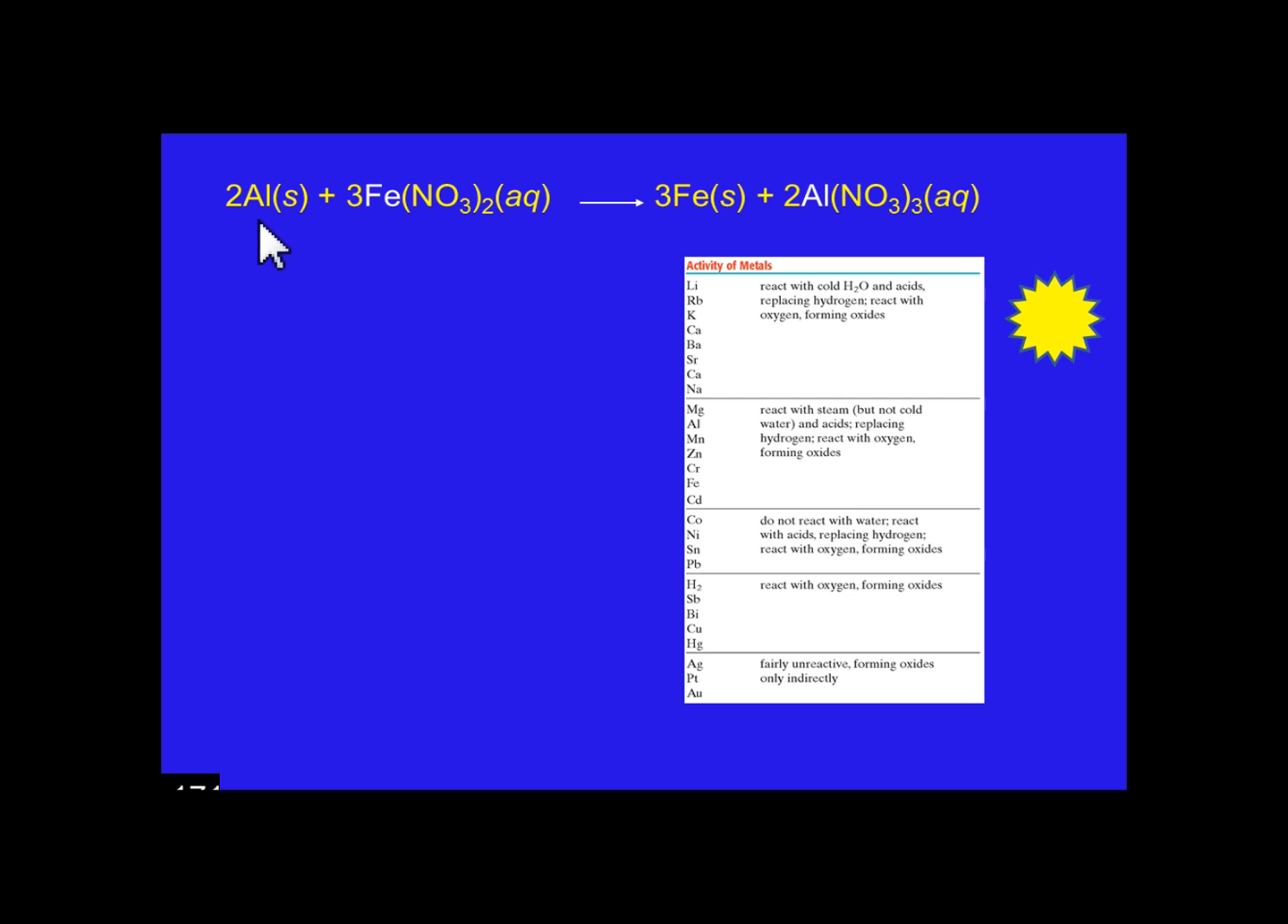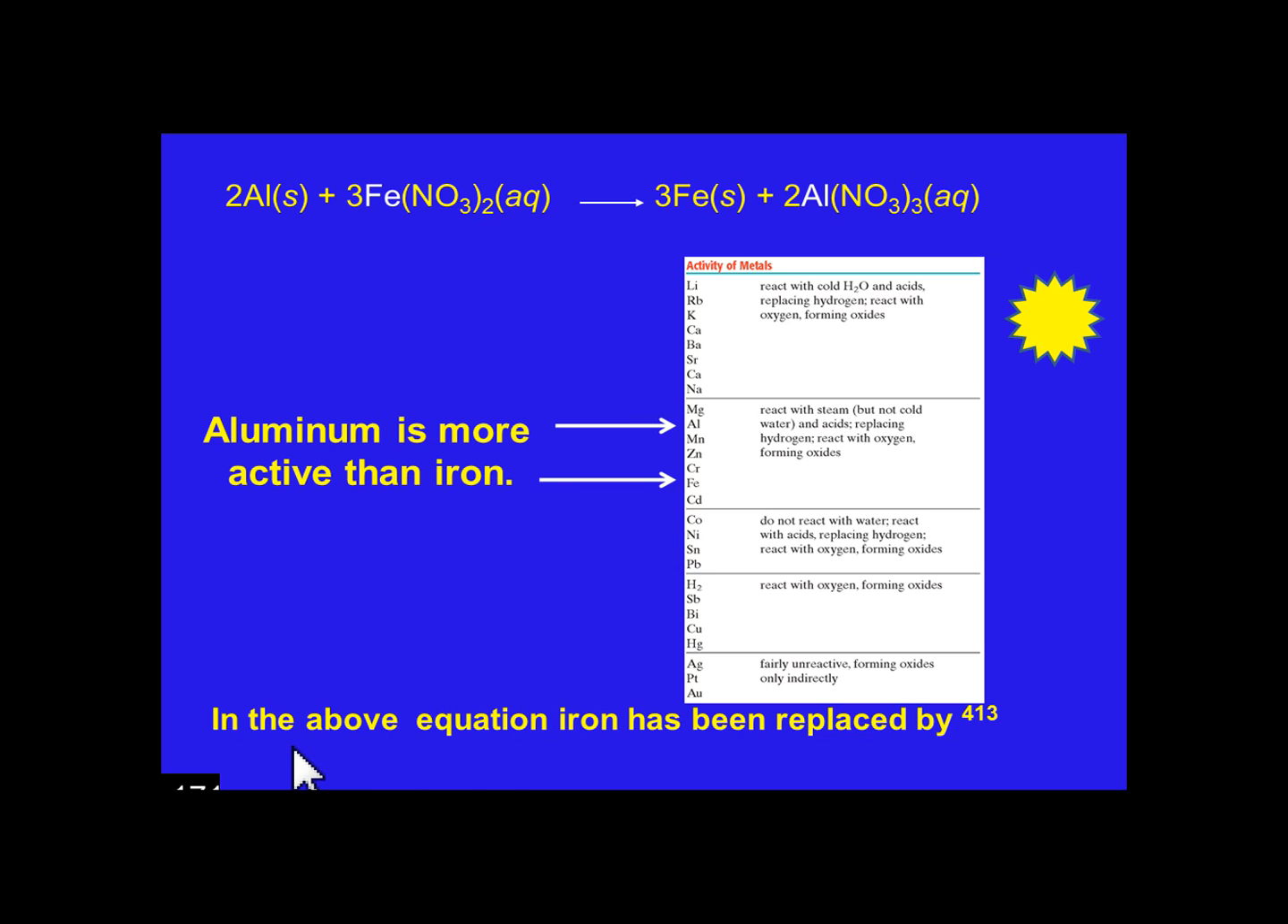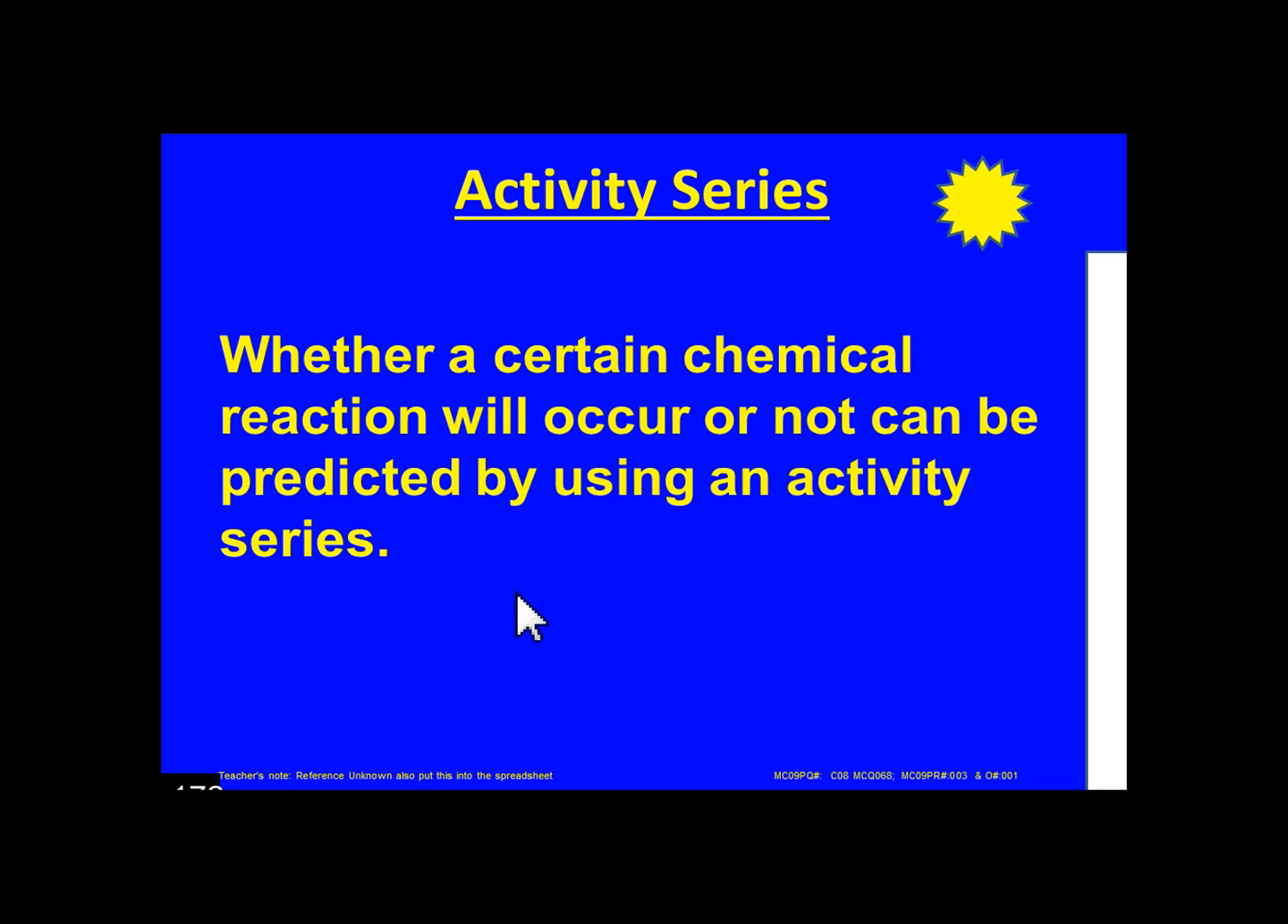So let's use that. Here we have aluminum reacting with iron nitrate. Well, look at where they are in the activity series. Aluminum is here, and iron is further down. Iron is right here. So aluminum is higher, so it can replace the iron. That's why it forms aluminum nitrate, and the iron is now separate. Okay, finish this sentence. In the above equation, iron has been replaced by aluminum.